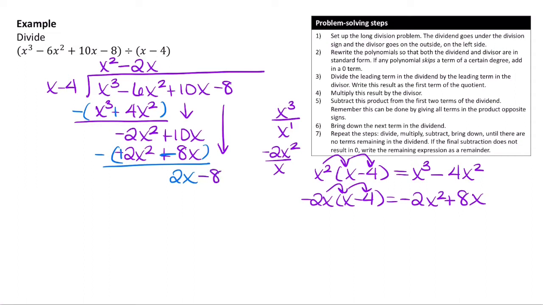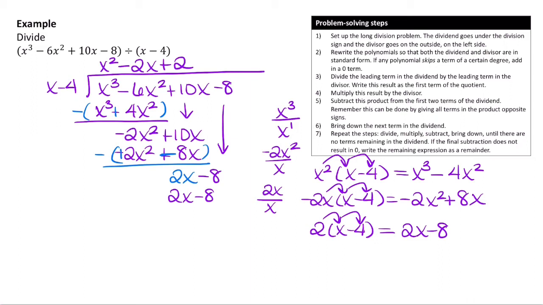So I need to now do the leading term, which is 2x, and then divide that by x, which is just going to give me plus 2. So that 2 now I'm going to multiply by the divisor, which is x minus 4. So I go ahead and distribute, which gives me 2x minus 8. So I have 2x minus 8 here. And then I'm going to go ahead and subtract, which remember involves switching the signs. So when I do that, 2x minus 2x is 0. Negative 8 plus 8 is also 0. So my quotient is x squared minus 2x plus 2.